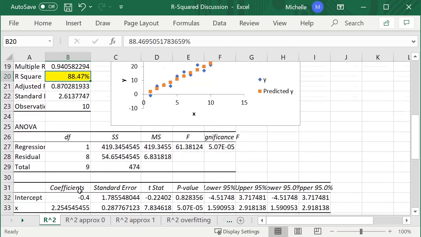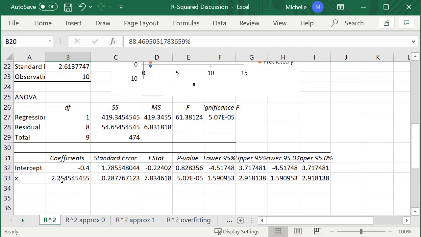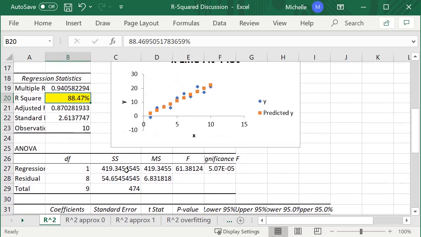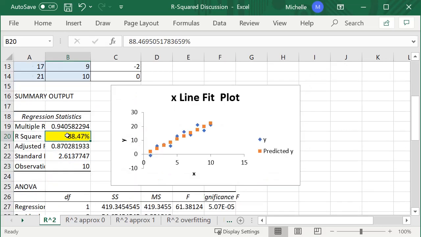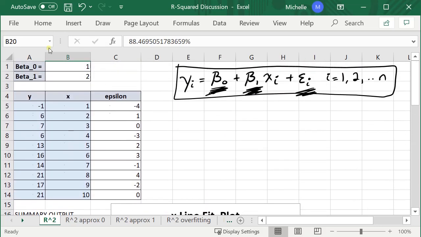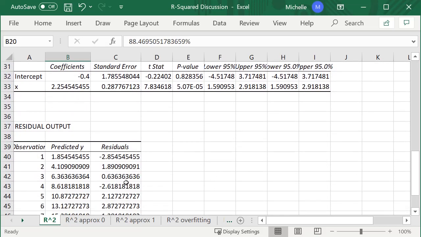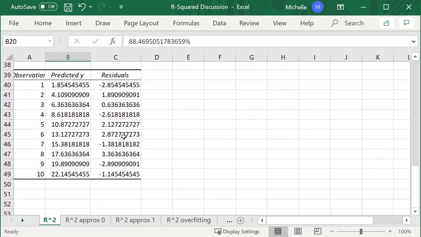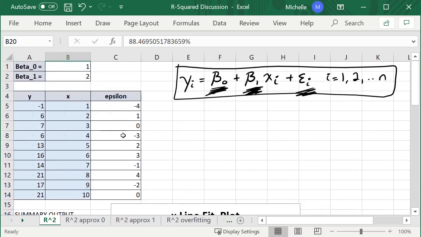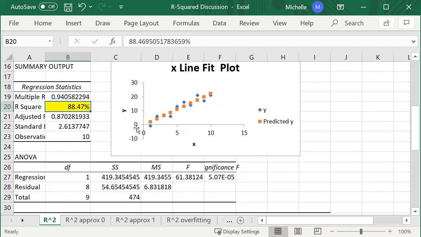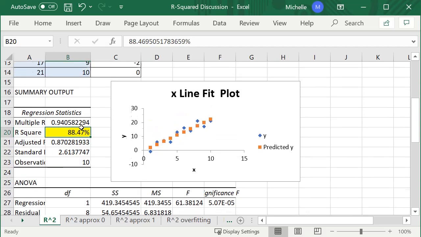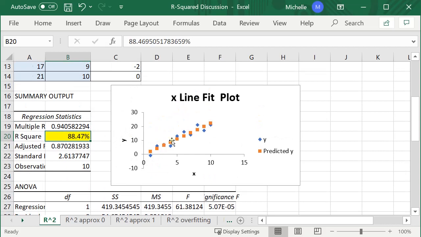And we can look at the estimates of the intercept and the slope. And of course, these are estimates. We have a small sample size, so they're not going to be exactly equal to what we know that they actually are. But Excel gives us all this other information. It also gives us the residuals. But basically right now I'm focusing on what is R squared. And R squared is telling me something about the fit. It's telling me that this is a pretty good fit.